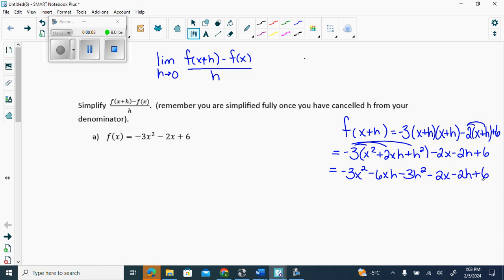So we can put that in. So that's going to be f of x plus h. So we get f of x plus h minus f of x all over h.